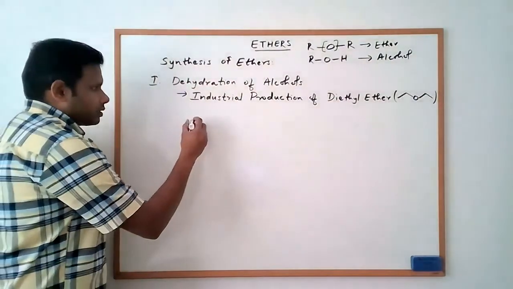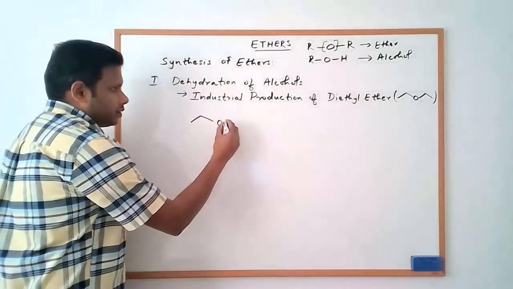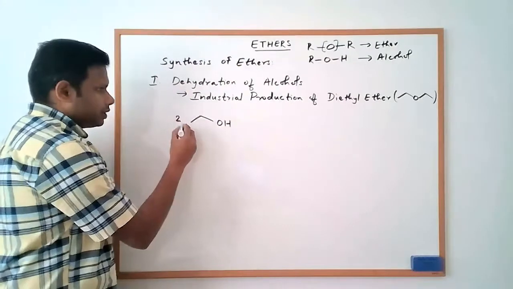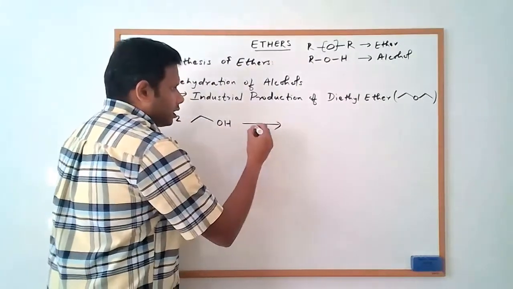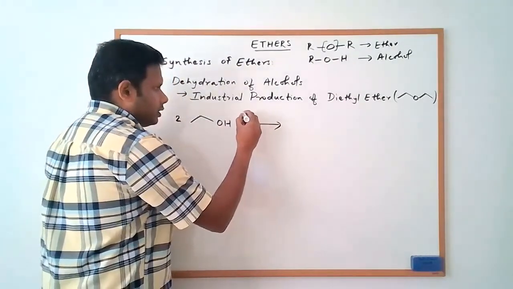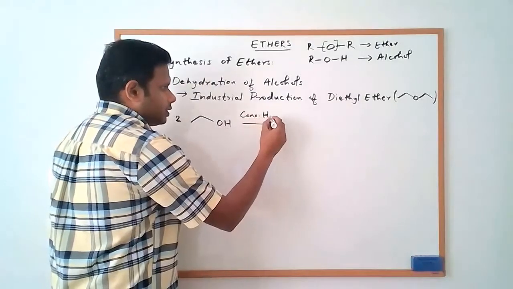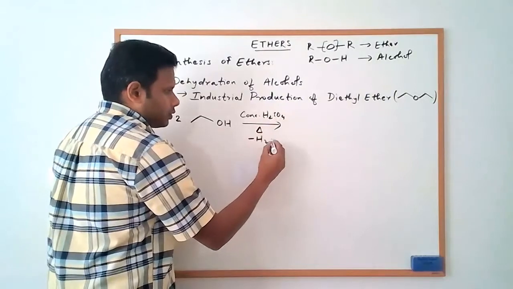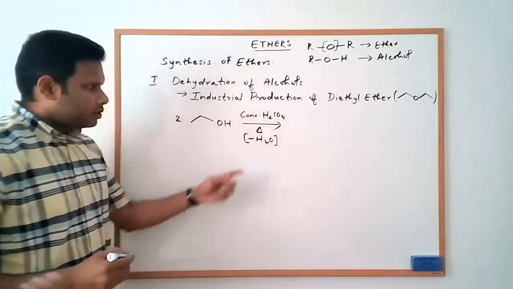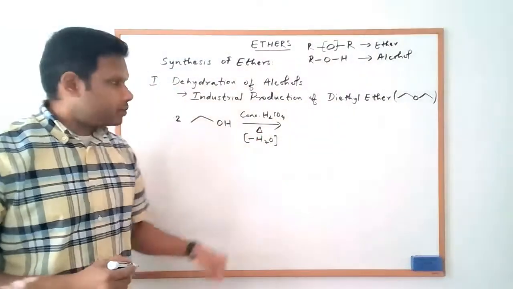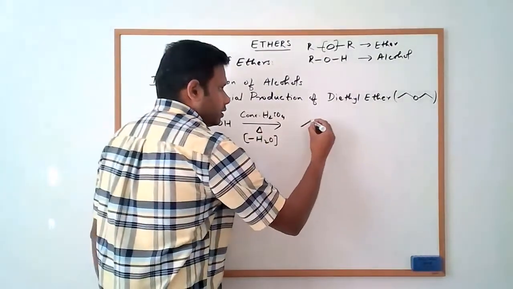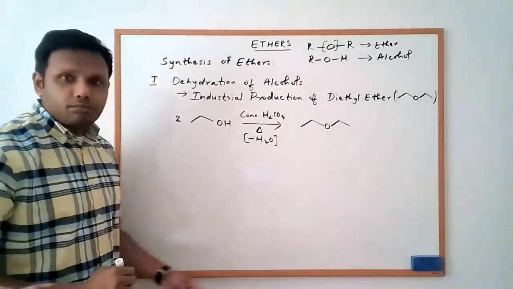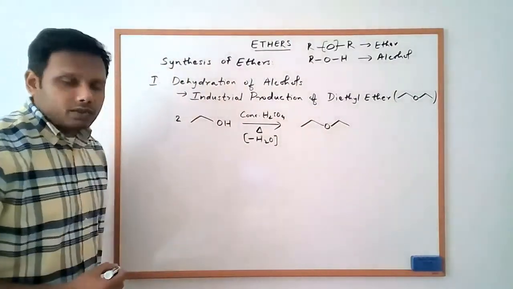So industrially, diethyl ether is synthesized by the dehydration of ethanol. If you take two molecules of ethanol and you dehydrate them, since this is a dehydration, you would need a strong acid for doing this. Overall, you're going to lose a molecule of water. That's the dehydration. So when you do that, you get diethyl ether as your product here. How would the reaction work?